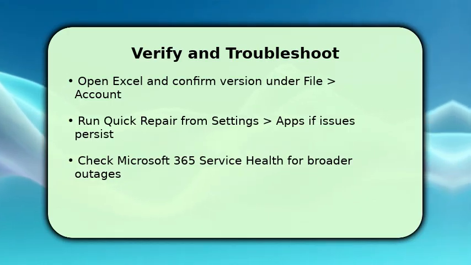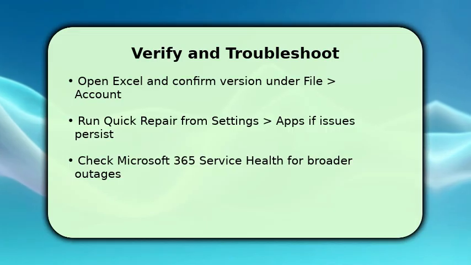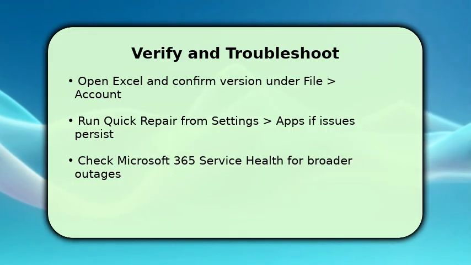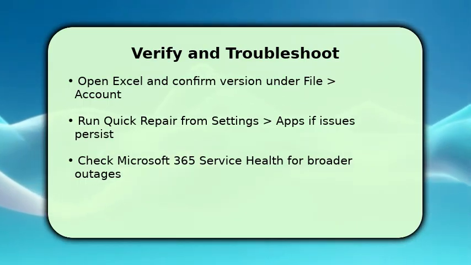If Excel behaves oddly, run a quick repair from Settings app's Microsoft Office. That fixes common file and registry issues quickly. If problems continue, try online repair or reinstall.